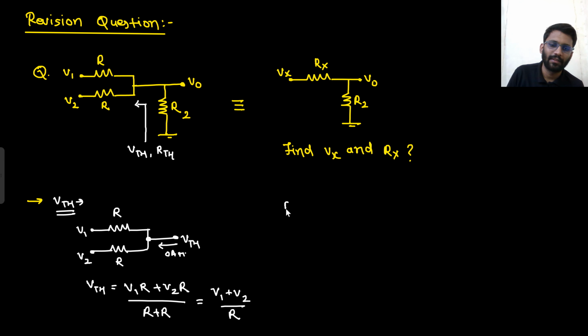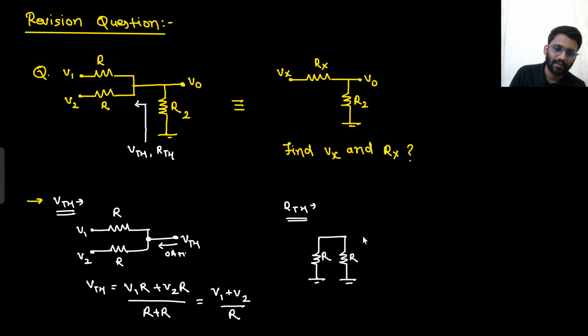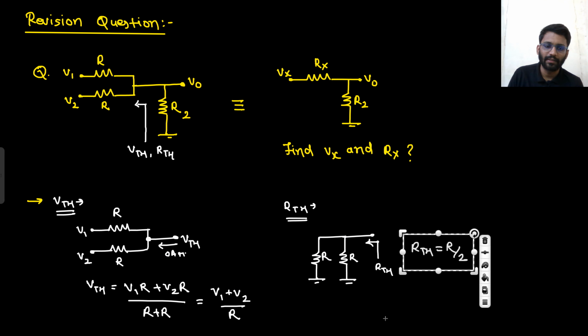And what about Rth? What will be your Rth? For Rth, V1 and V2 both will be shorted. This is a resistance R, this is also resistance R. And from here you need to calculate Rth. So what will be your Rth? Rth will be R by 2. Right? So this is your Rth and this is your Vth.